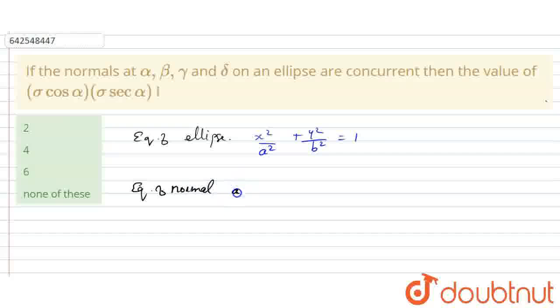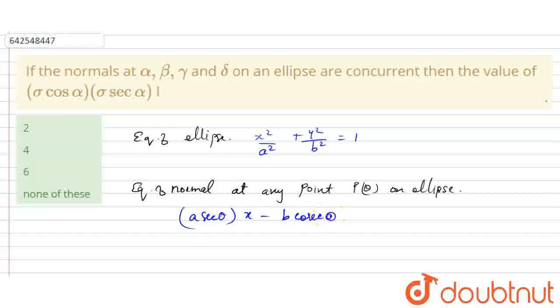Okay, so next, the equation of the normal at any point p theta on the ellipse is a secant theta into x minus b cosecant theta into y, which is equal to a square e square.